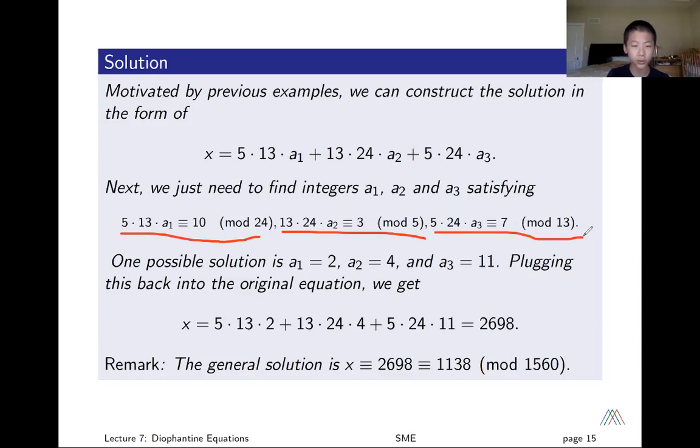So these are 3 smaller equations. One solution is A1 equal to 2, A2 equal to 4, and A3 equal to 11. And then we plug this back into the equation above here, and we get that x is equal to 2,698. Remember, this is only one possible solution. So then the general solution would be this.